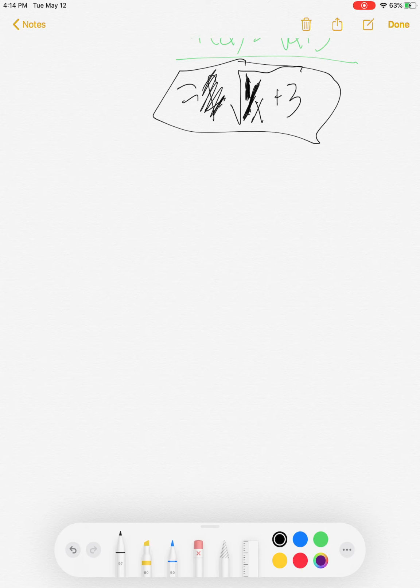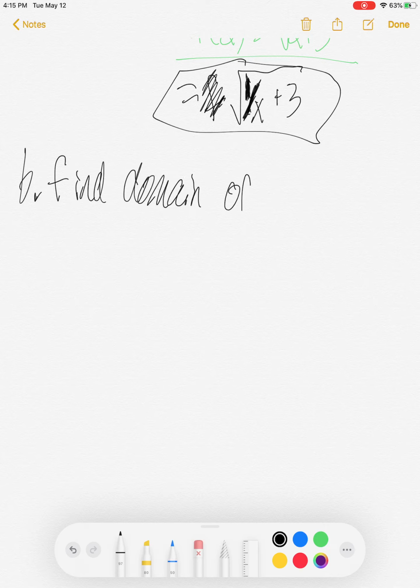Now, why don't we go ahead and try to find the domain of f composed with g. So let's jump to part B. Find the domain of, well, in this case, our function is f composed with g. Okay. So our function is the square root of 1 over x plus 3.